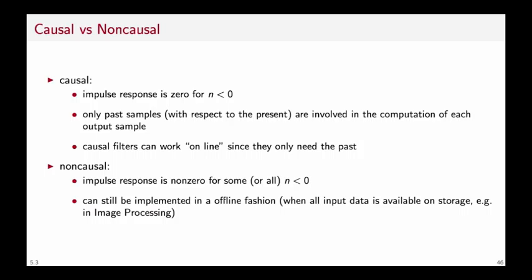Now, if you remember how the convolution sum is computed, the convolution involves a time reversal of the impulse response before multiplication with the input. That means that only past values of the input are involved in the computation of the output. So, for instance, if your impulse response is like this, and this is 0, when you compute the convolution sum, you time reverse it, and so you will only affect values in the past. Causal filters, because of their dependency only on the past, can work online. They can work in real time.